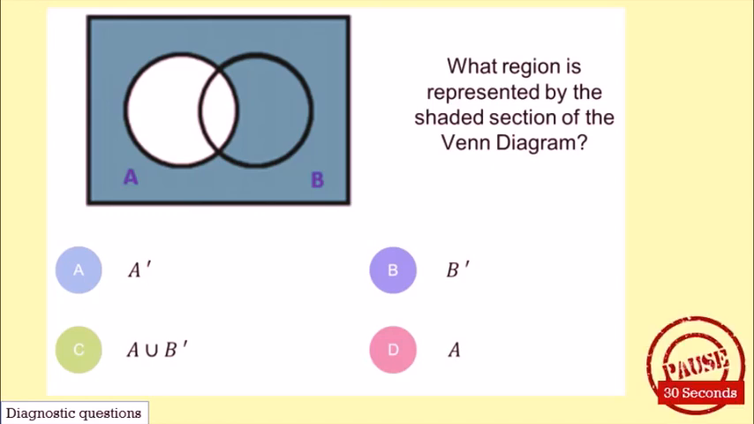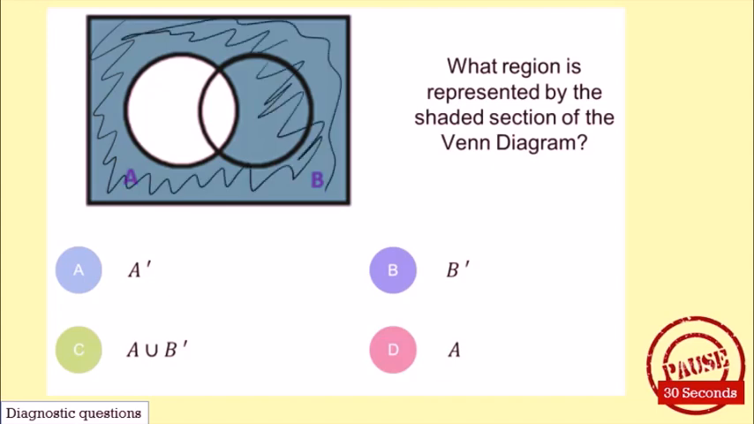Okay, so now you can see that everything that's shaded in is everything that's basically not in A. That symbol there means not. So in total, A with that symbol means not A. Anything that's not A is shaded in, which is what's in that diagram. So therefore the right answer is A.